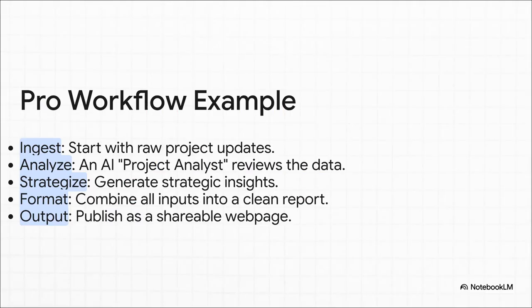Okay, let's break down a real-world professional example. Someone built an app that generates their weekly status report. So here's how it works. Step 1, it just sucks in all the raw project updates. Then, step 2, an AI node that's acting like a project analyst crunches all that data. After that, another node generates strategic insights. A fourth one formats everything into a nice clean report. And the final step, it outputs the whole thing as a shareable web page. A complex task, all automated.